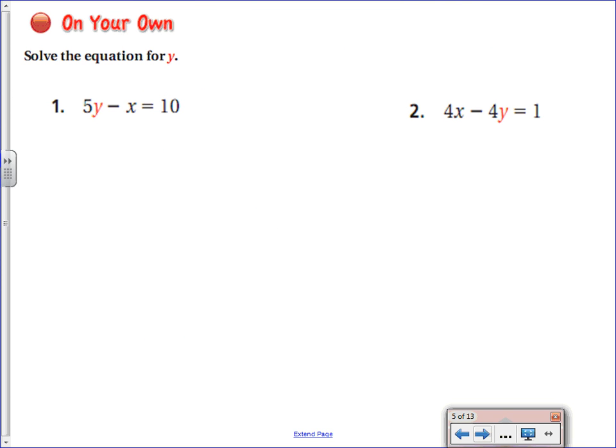So let's take a look at a few problems for you to do on your own. Solve the equation for y. Y is very clearly marked for you. So if you could pause the video and work these problems out on your own, and then I will come back and work the problems out so you can check your answer and see how you did. Pause the video at this moment, please.